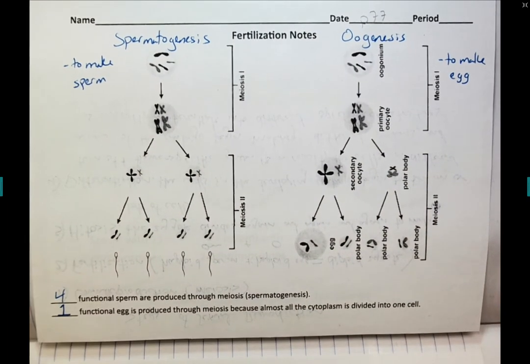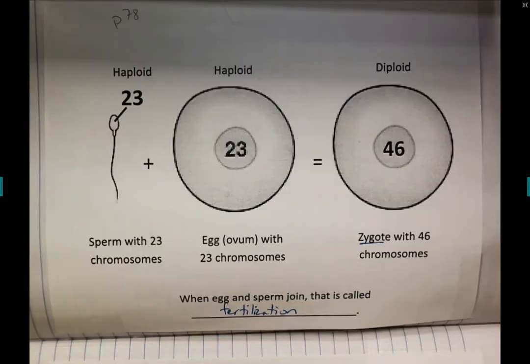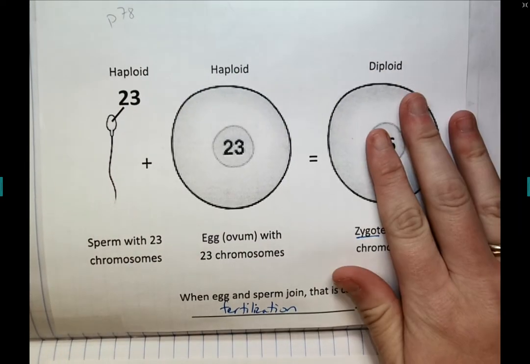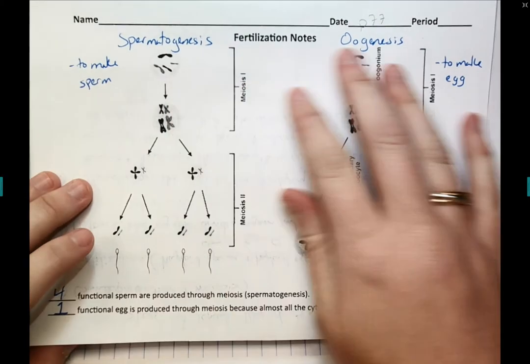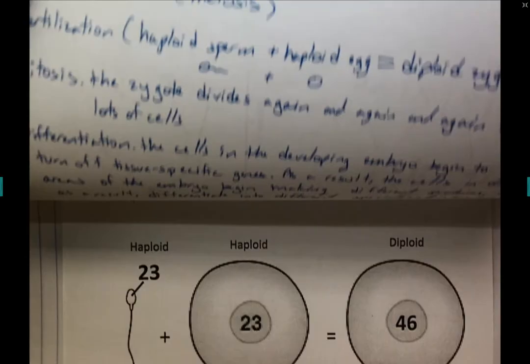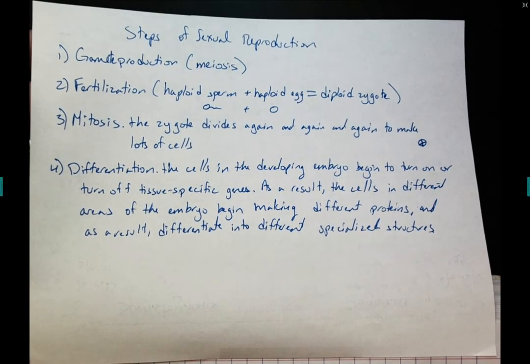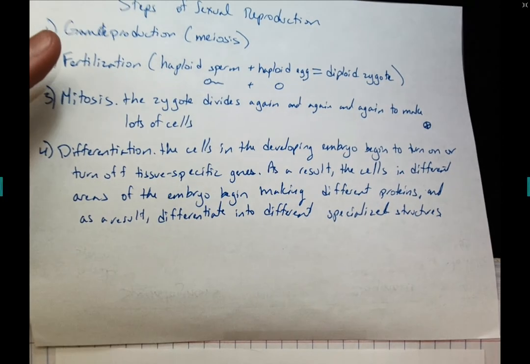So again, I have glued down page 78 just straight down into my notebook. 77 I taped on top like a hinge. And then, of course, I've got my handwritten notes here on the back side as well.